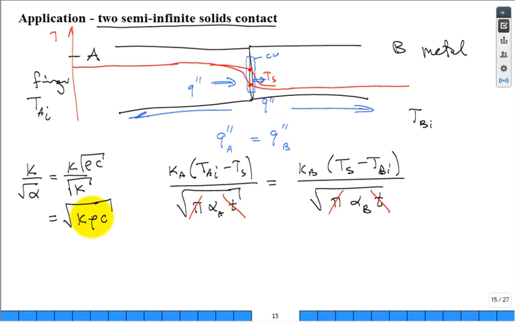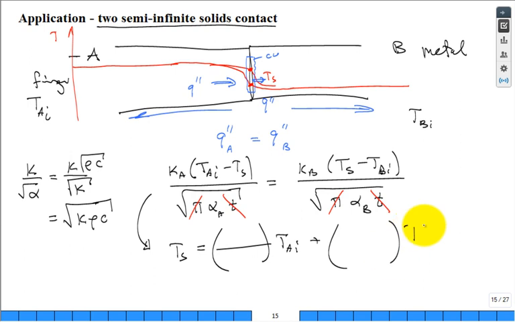All right, now what you can do is take and redo the math using that, and you can get that the surface temperature is equal to some fraction times TAI plus some fraction times TBI. And the two fractions are going to add up to 100%. If you've done a few engineering problems all the way back to statics, you see this sort of pattern evolve.